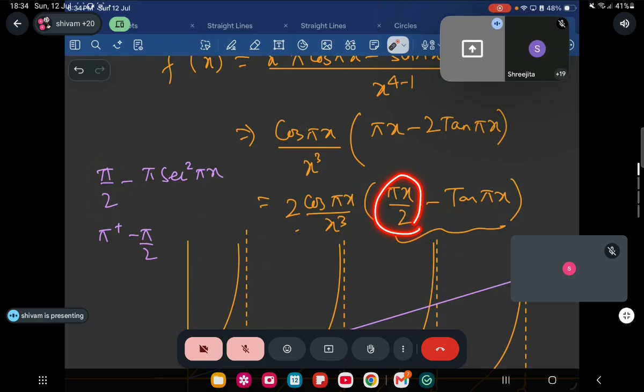d by dx of pi x by 2 will become pi by 2, and d by dx of tan pi x will become pi sec square pi x. When we substitute x equal to 0 plus on the right hand side, we have to check what we are getting. Sec square at 0 plus is 1 plus, into pi, so it is pi plus. Can you understand that the slope of the tangent at any point in the first branch of tan pi x will be greater than that of pi x by 2?